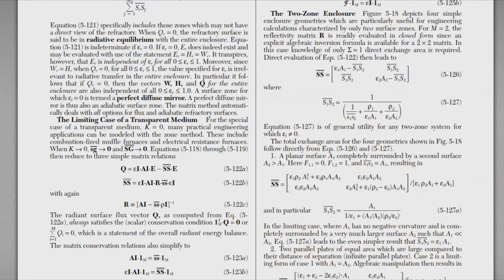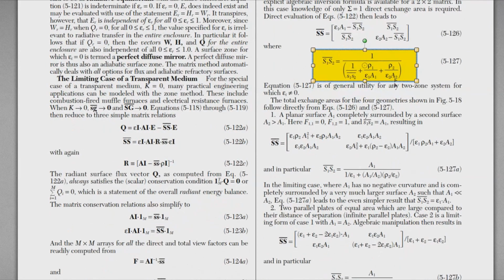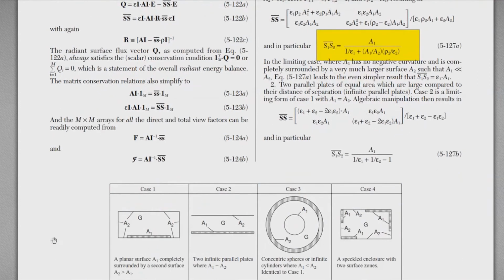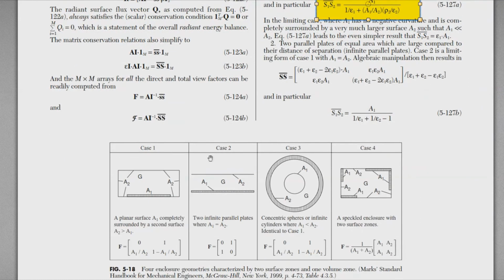I'm sorry. So this S1, S2 is actually what is very important, because this is what the view factors are. This is the view factor for a two-zone enclosure. So for any two-zone enclosure, you can use this. And for a planar surface completely surrounded by a second surface, you can use this one, and you can see it from here by reading it from case 1 to case 4, all the stuff that you need when a plane A is exposed to a certain enclosure.